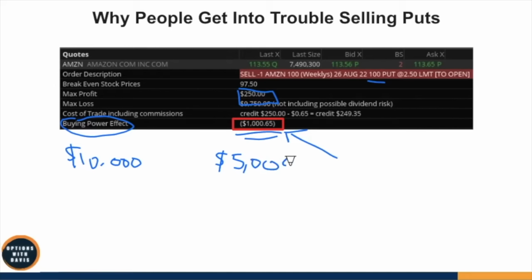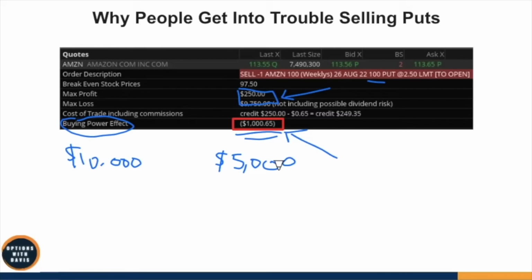Okay, so they have a $5,000 account, and then they take a look at this number down here, which says that, hey, you only need to put up $1,000. All right, let's round this down to $1,000. So they say you only need to put up $1,000, and you can get $250 in credit.